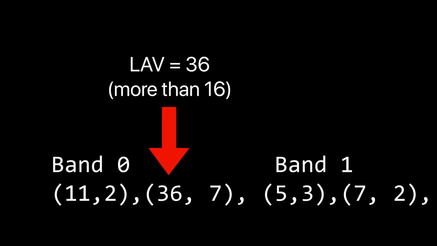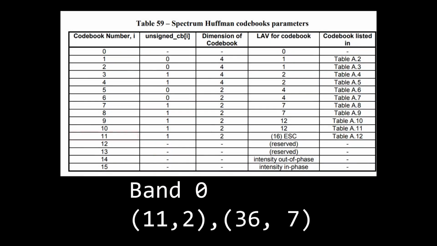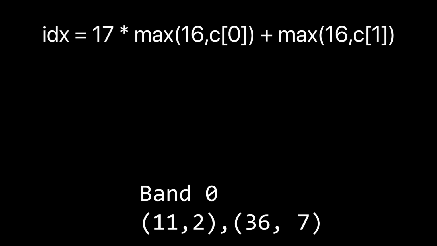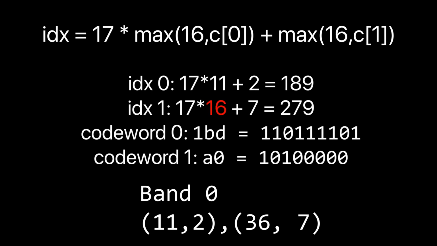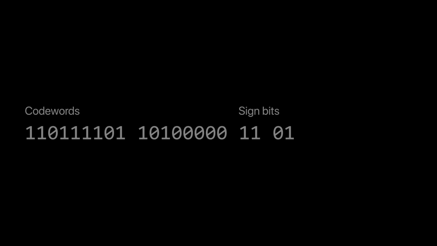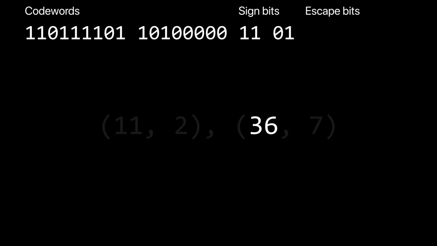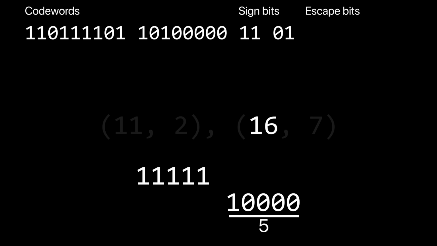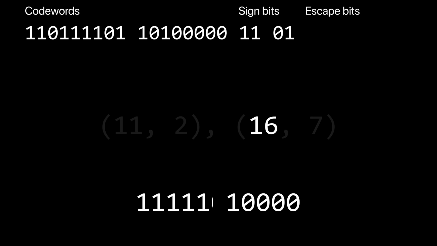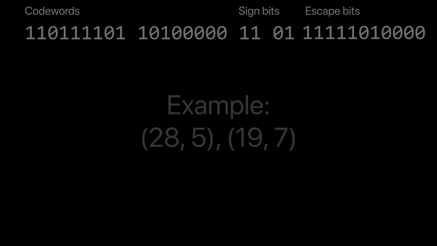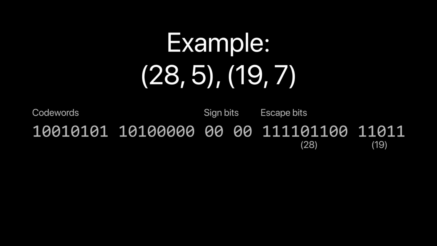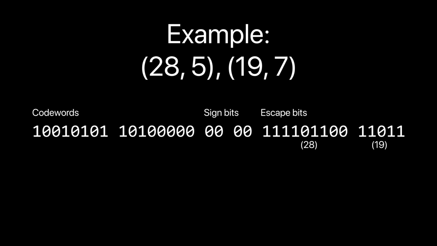If our band has a LAV more than 16, we will use codebook 11. We would first encode our coefficients normally, but with values clipped to 16. Then, after the signed bits, we will encode escape bits. To do this, subtract 16 from the absolute coefficient, then encode this as an unsigned integer. Then, count the number of bits you used, and write that many ones before. Finally, add a 0 to the ones. If your band had more coefficients over 16, simply write their escape bits in order.